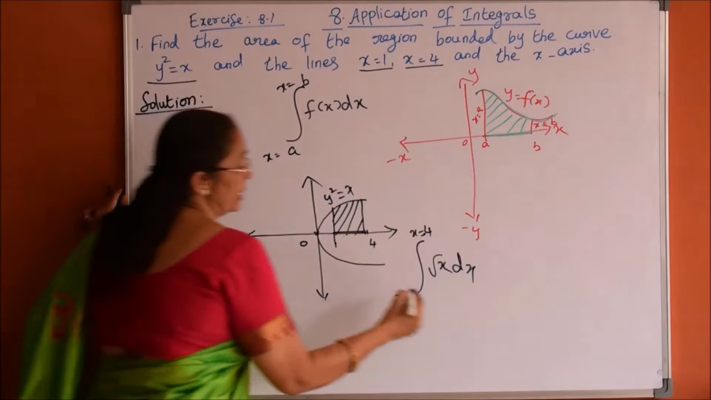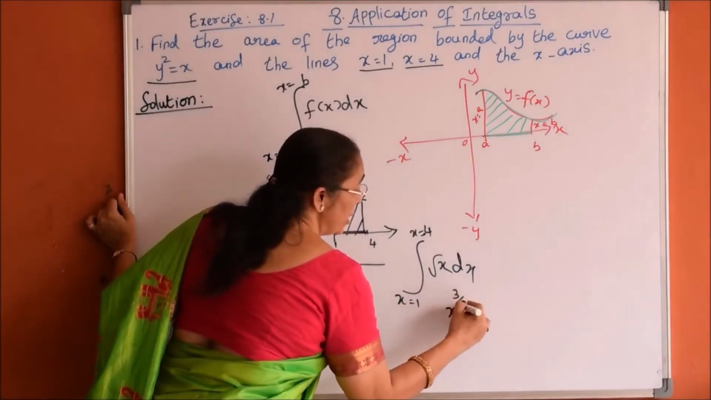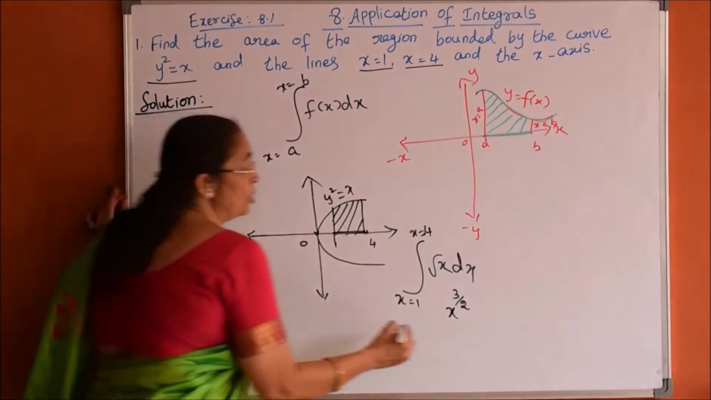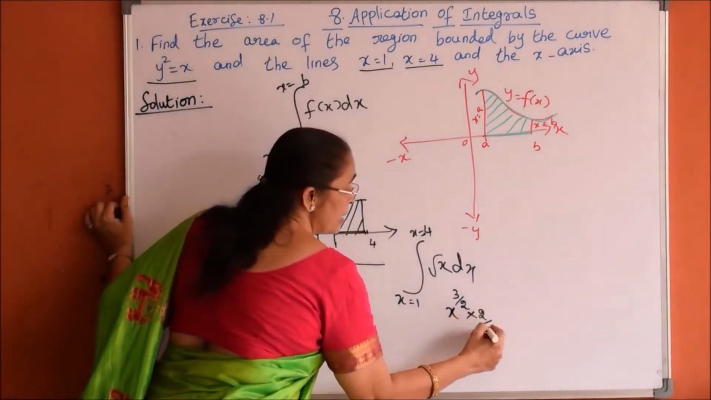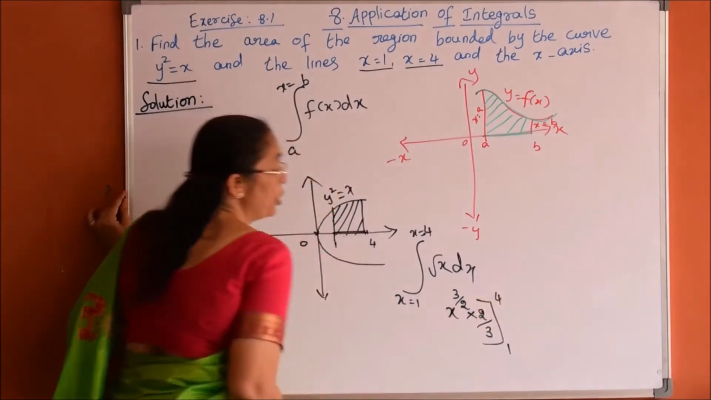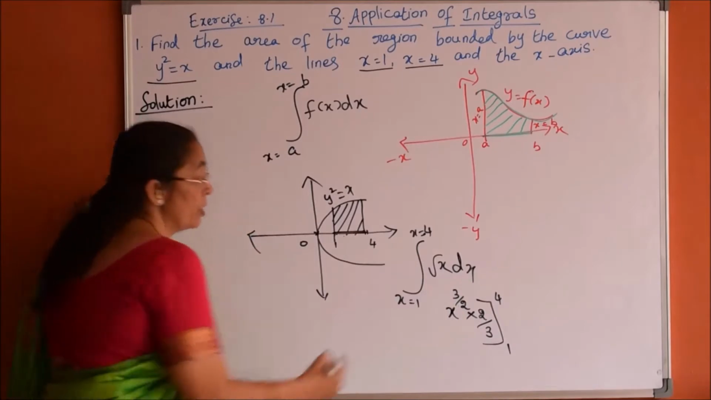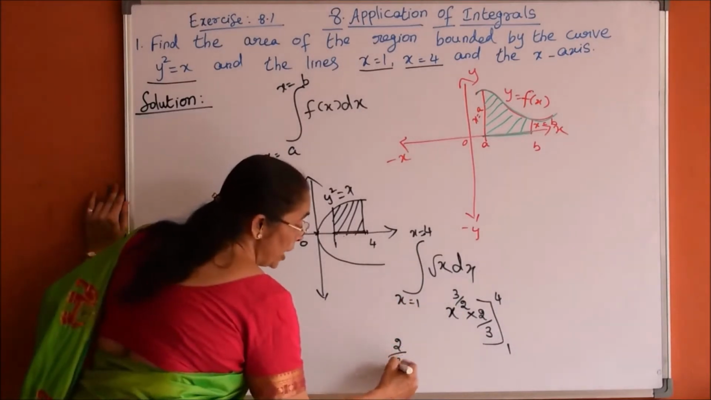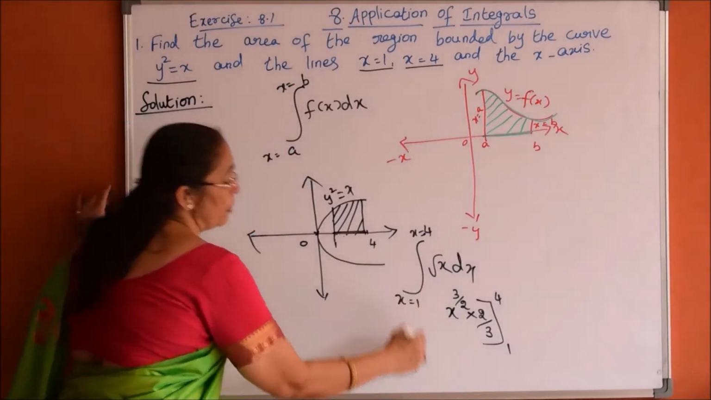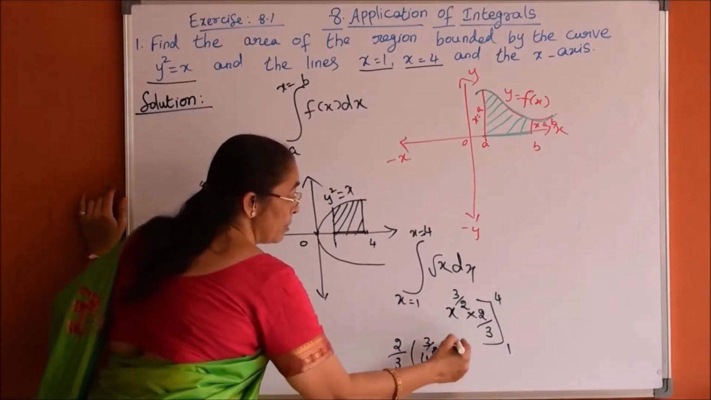Now, the integration of root x is x to the power of half, meaning this is x to the power of 3 by 2 divided by 3 by 2, which is nothing but multiplying by the reciprocal 2 by 3, and the limits are from 1 to 4. So, x power 3 by 2, first the upper limit shall be applied. Let me take this 2 by 3 outside, upper limit is 4 to the power of 3 by 2 minus lower limit 1 power 3 by 2 is 1.